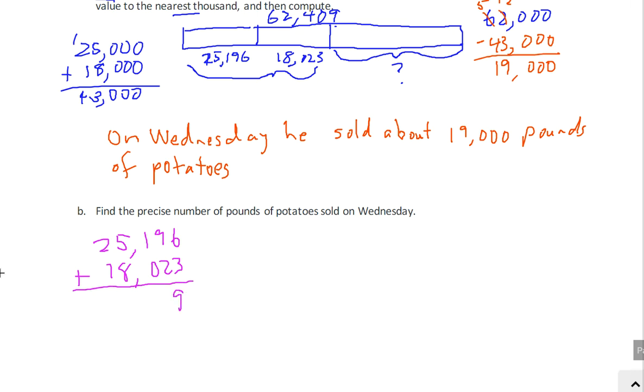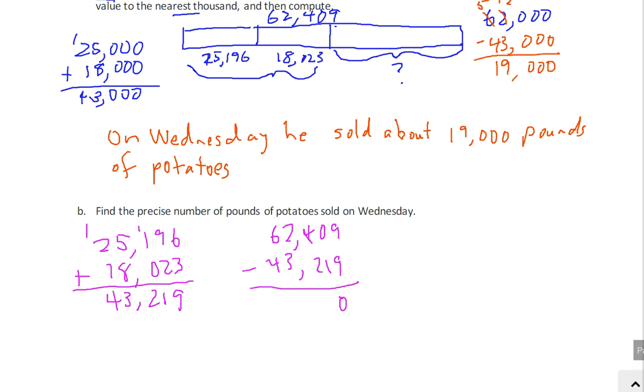Okay, and that's going to give us 9, 2, 5 is 13, 43,219. And now from that, we're going to subtract the real number, or the total number of pounds of potatoes, 62,409. Subtract 43,219. Subtract that, we get 0.